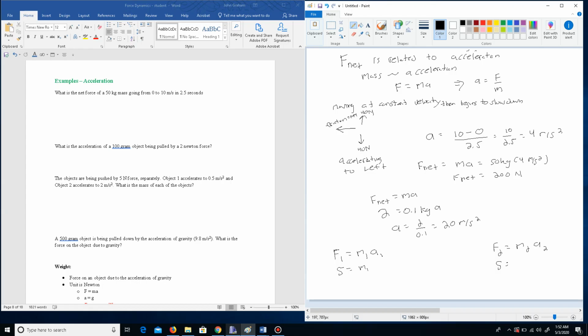We don't know the mass. The acceleration of the first one is 0.5, and the second one is 2. So when we divide by 0.5, we get M1 equals 10. These are meters per second squared and newtons, so it would be 10 kilograms. When we divide by 2, M2 will equal 2.5 kilograms. So the smaller mass had the larger acceleration given that same force. Larger mass, smaller acceleration, given again the same force.